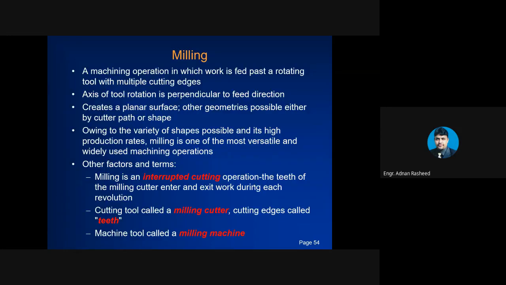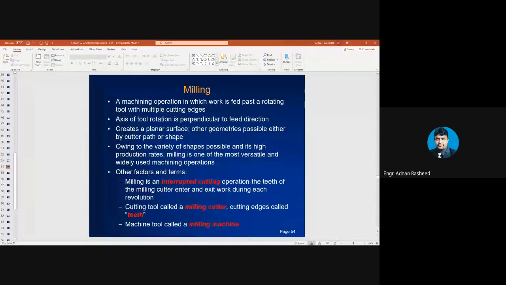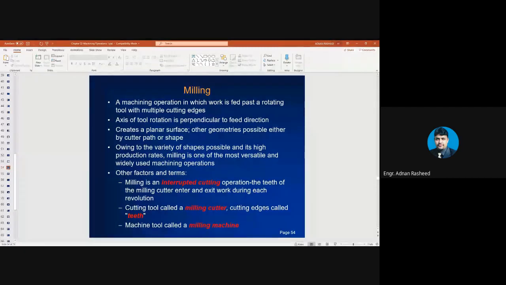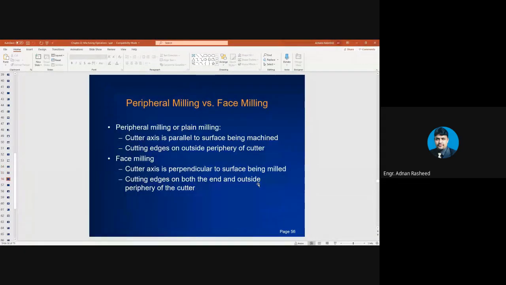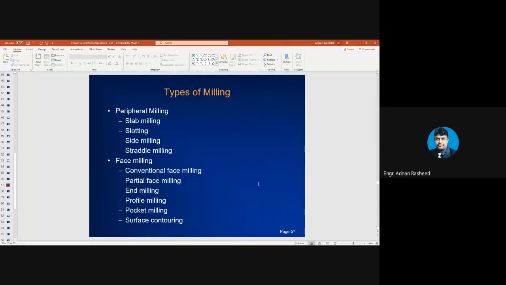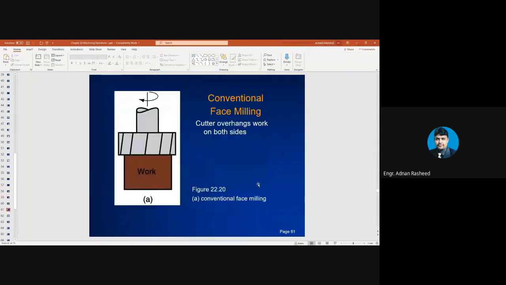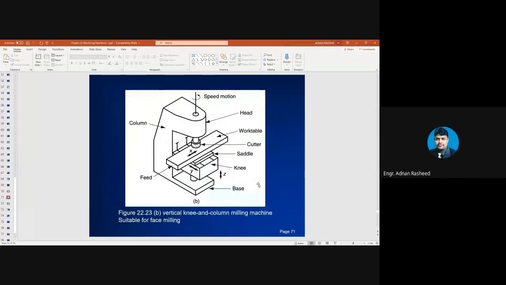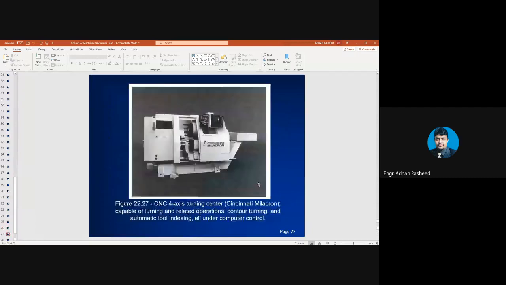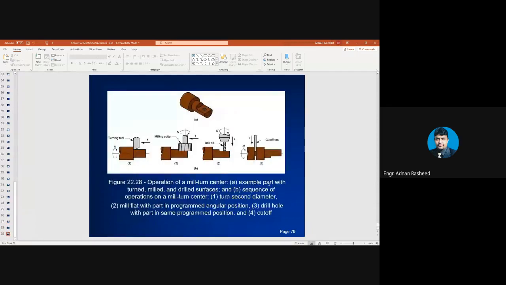So that was all about today's lecture number 11. In the coming lecture, we will discuss milling operations, the types of milling operation. We have peripheral milling and face milling as the two major types of milling operation. Then we have subtypes of milling operations. We will discuss each of these milling operations, and that will be our lecture number 12. So we will discuss it in the next lecture.